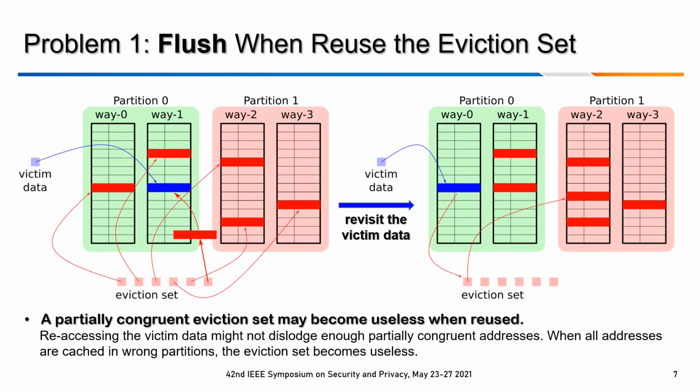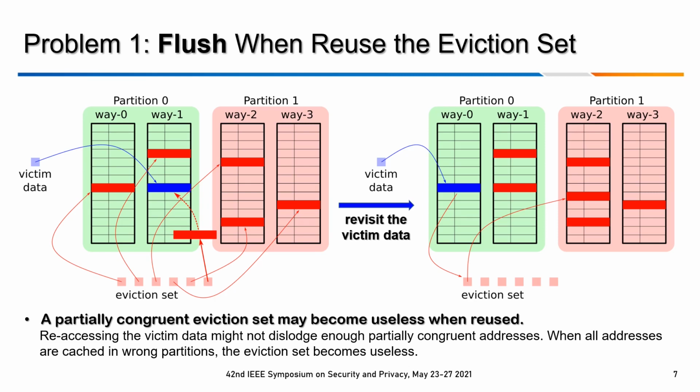Now let's talk about the problems found in this paper. One known issue with using eviction sets composed of partially congruent addresses is reusability. Let's show an example. Assume the eviction set has dislodged the victim data the first time, and we try to use it again. The victim data is revisited, and it might evict one and only one address of the previously used eviction set.